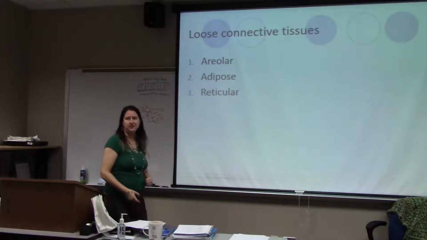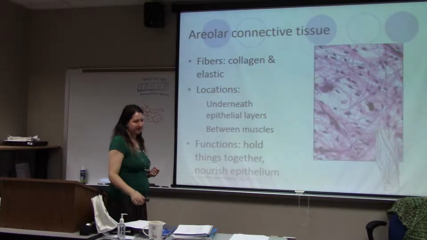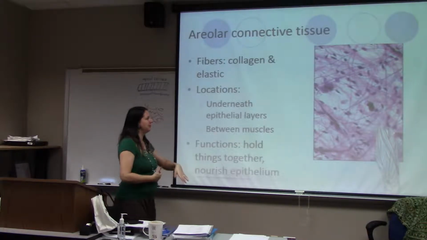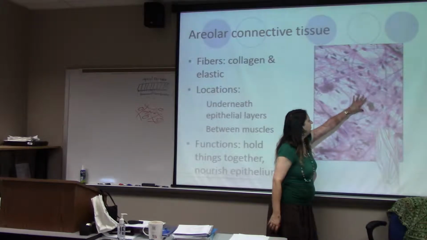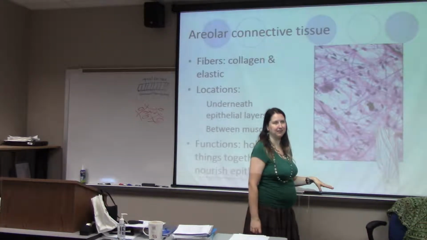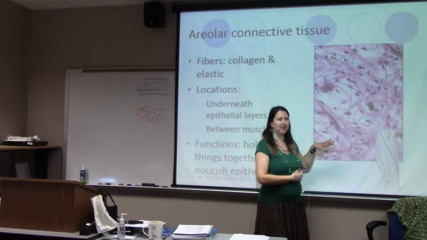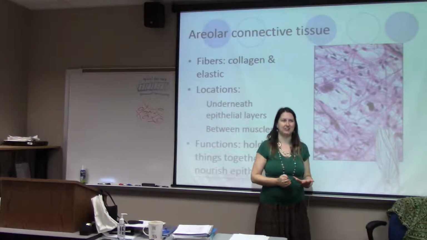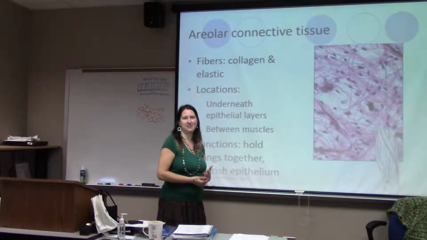So, the loose types are areolar, adipose, and reticular. Areolar has collagen and elastic fibers going every which way. Here the thicker pink ones are the collagen, the thinner purple ones are the elastic fibers. They don't look crinkled because when they put areolar connective tissue on a slide, they just kind of smear it, and so they all get stretched out when they get preserved. And then all the dark dots are scattered cells.